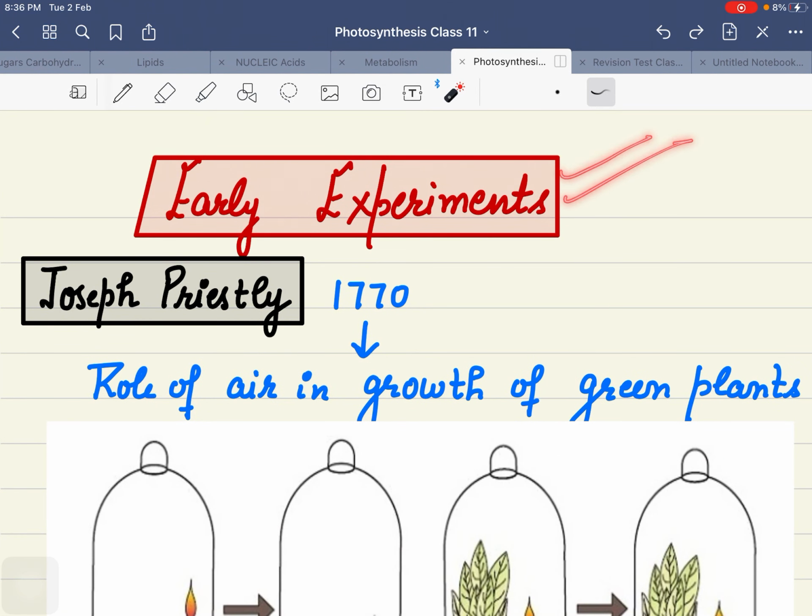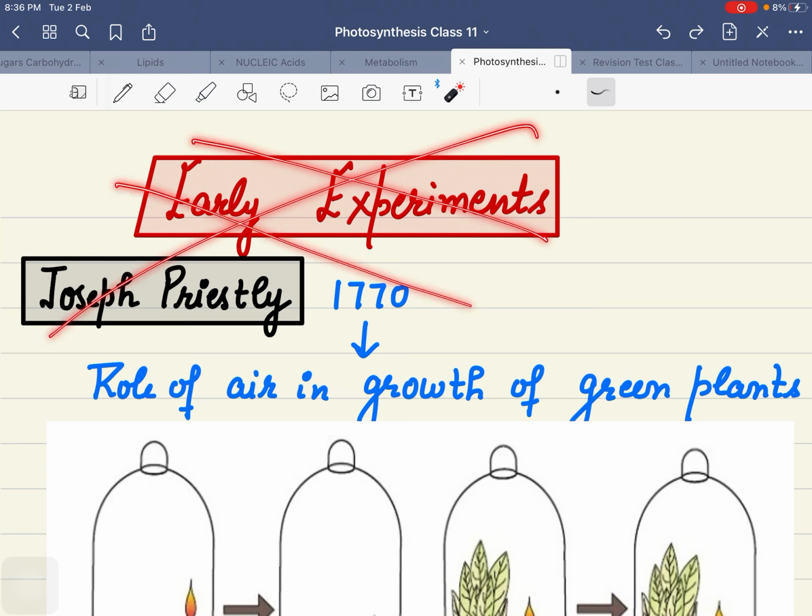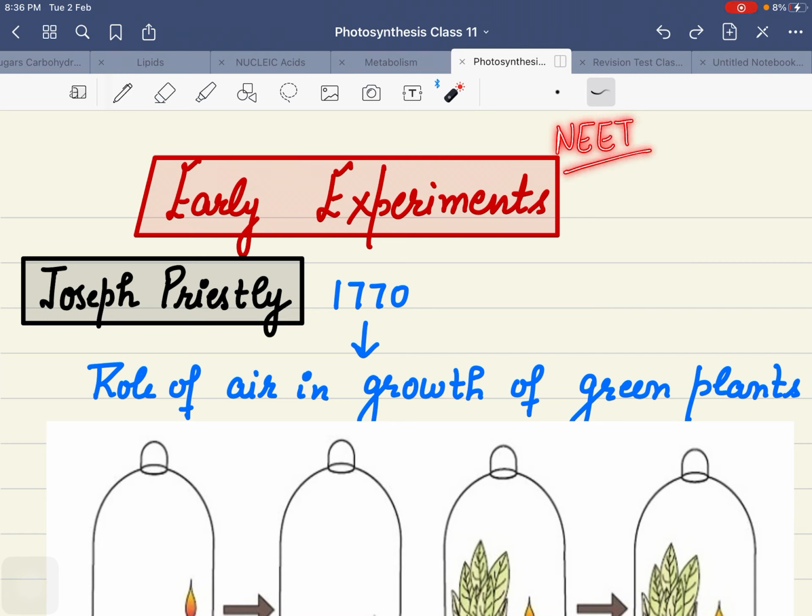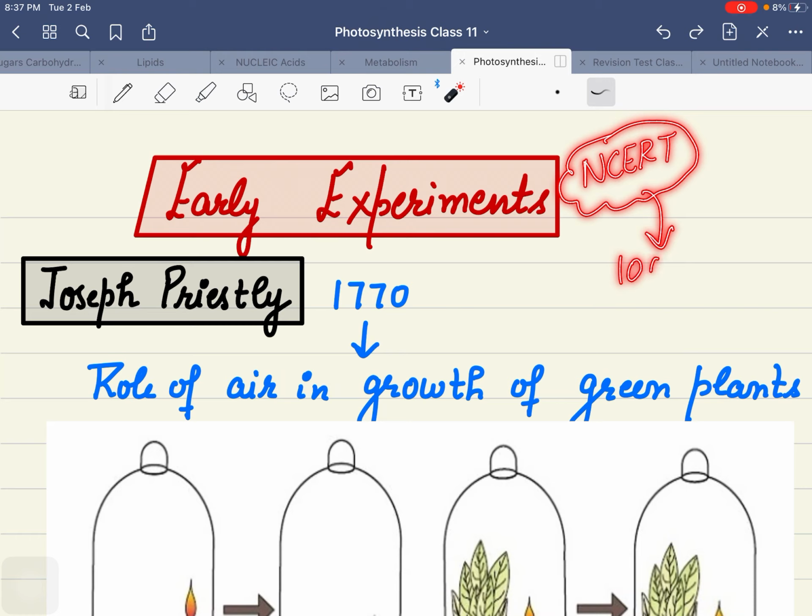Now many students feel that these experiments and these scientists are not important at all. Why remember so many scientists? There is no need. Which question is going to come from these? But if you think like that, then you are wrong. Many times these are very, very important scientists, because every scientist is mentioned in your NCERT, and if it is mentioned in NCERT, there is a very high percentage chance that they are going to be asked in your NEET examination as well as in your school examination also.